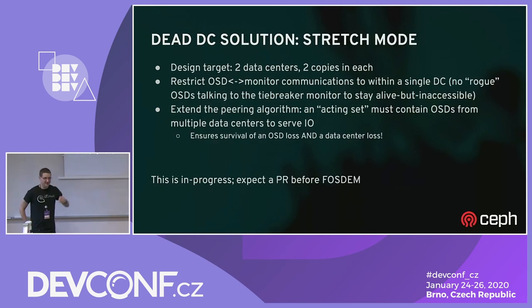So the design target for stretch mode is that we have two big data centers, two main data centers, and each of them holds two copies. The reasoning behind that is that if you lose one of the data centers, you still have two copies, and the remaining data center is a supportable data center on its own. You don't need to immediately get back to that data center for us to be okay with you reading and writing to it.